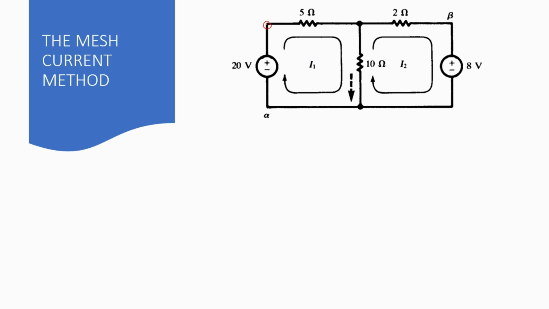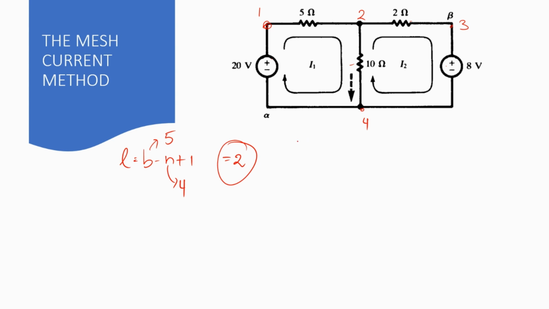We could also verify that from the empirical formula L is equal to B minus N plus 1. The number of branches here is 1, 2, 3, 4, 5. And the number of nodes here is 1, 2, 3, and 4. So N is 4. So we have 5 minus 4 plus 1, which is nothing but 2. So we have two individual loops over here. We can now consider two loop currents to be flowing through these two loops.